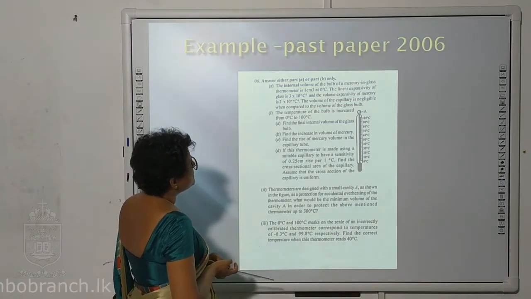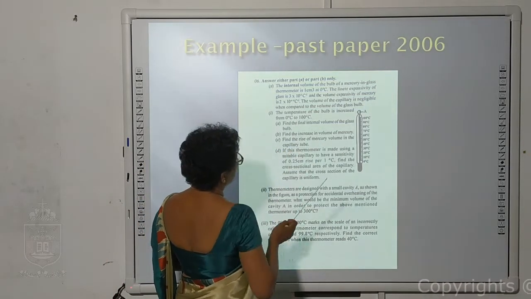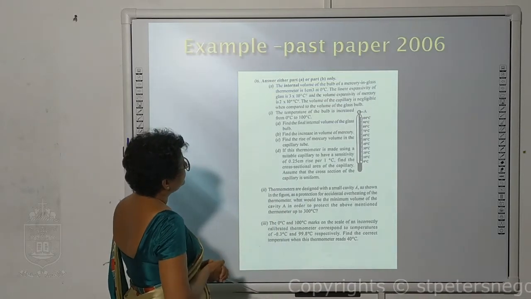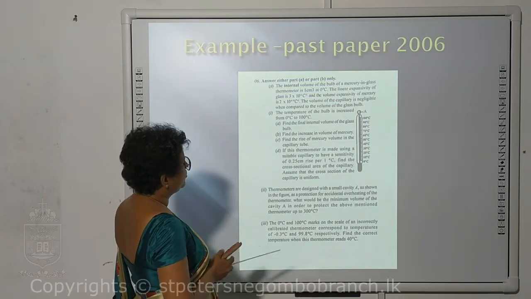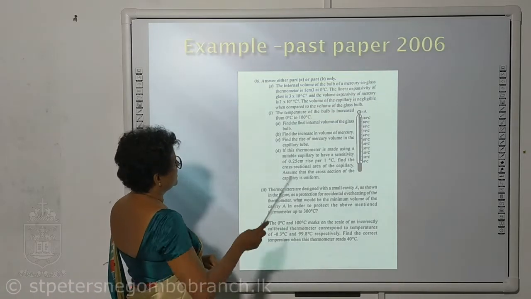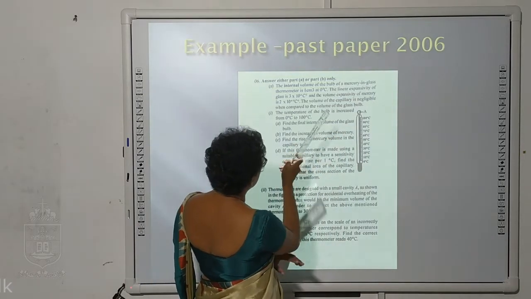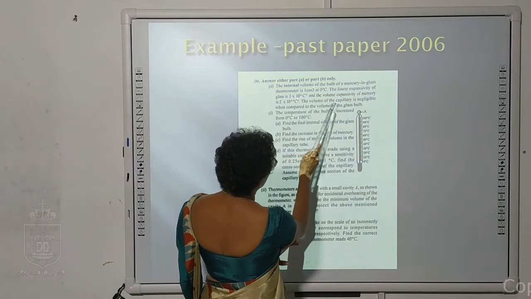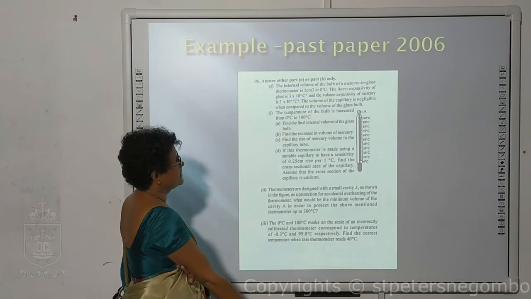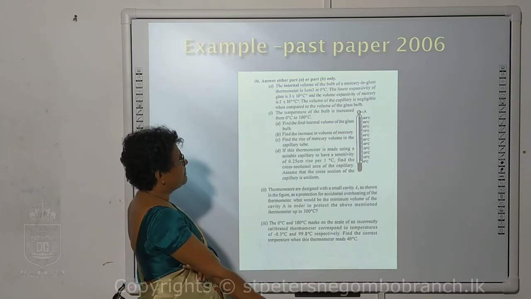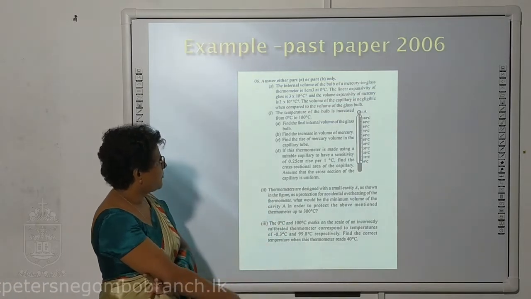The linear expansivity of the glass is 3 × 10⁻⁶ per Celsius. Right? That is the linear expansivity. So you have to multiply it by 3 if you want to get the volume expansivity. And the volume expansivity of the mercury is 2 × 10⁻⁴ per Celsius. The volume of the capillary tube is negligible when compared to the volume of the glass bulb. The temperature of the bulb is increased from 0 degrees to 100 degrees, right?